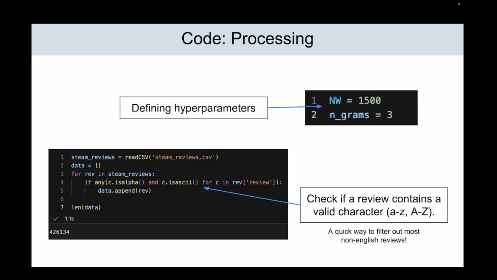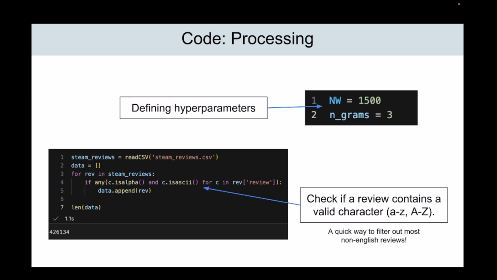Finally, we can start creating the code to actually build our model. So first, we'll define our hyperparameters. NW and n-grams are our 2 hyperparameters. NW essentially tells us the top NW common words that we're going to look at and use for our model. N-grams is the largest n-gram size that we're going to be using as well, and in our case it's 3 because we're going to be using unigrams, bigrams, and trigrams.